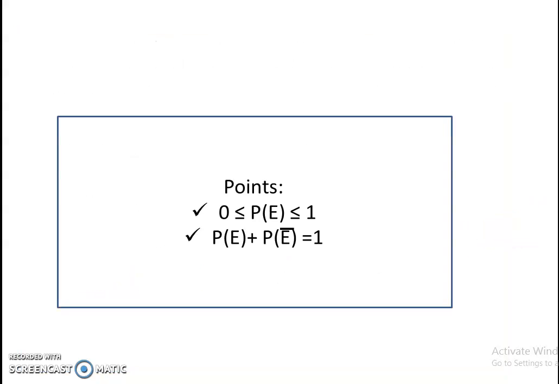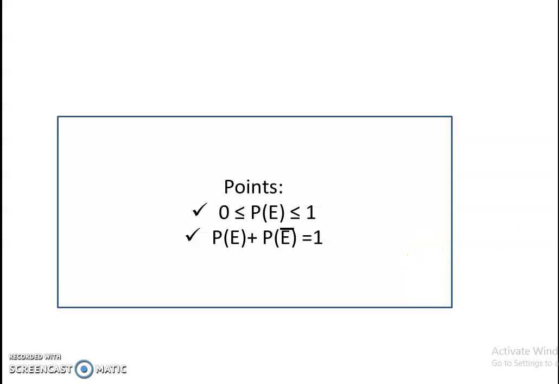So when we talk about any event, if the event is impossible to happen, the probability of that event is 0. If the event is 100% possible, then the probability of that particular event will be 1. So we can say the probability of any event lies between 0 and 1. Second point we have, when we add the probability of an event happening with the probability of that event not happening, we get 1, right? So we have the formula P(E) plus P(E') equals 1.